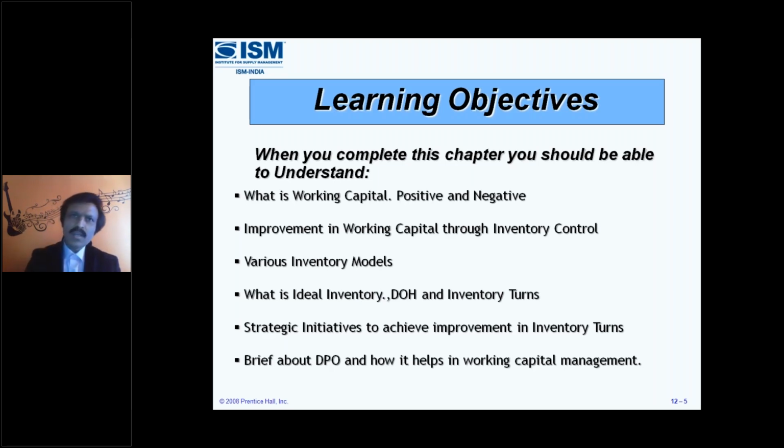Although working capital management is a very broad field, and major aspects of it are controlled or managed by finance, as a supply chain professional, as a supply chain leader or as an operating team member, we can contribute in two areas. One is inventory, another is DPO.